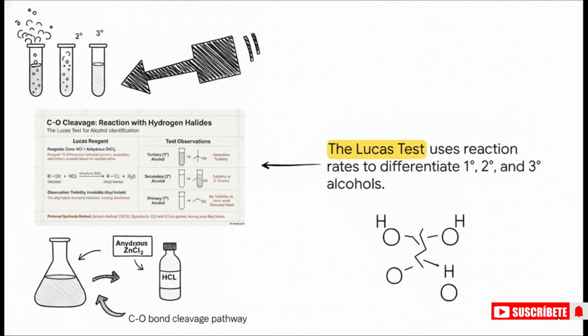Well, the answer is a classic little trick called the Lucas test. It's designed to see how fast that CO bond breaks. You add the Lucas reagent, and if the solution turns cloudy, like instantly, boom, that's your tertiary alcohol. That cloudiness, by the way, we call it turbidity. If it takes a few minutes to get cloudy, you're looking at the secondary. And the primary one? It'll just sit there at room temperature doing absolutely nothing. It's a fantastic, quick visual test.